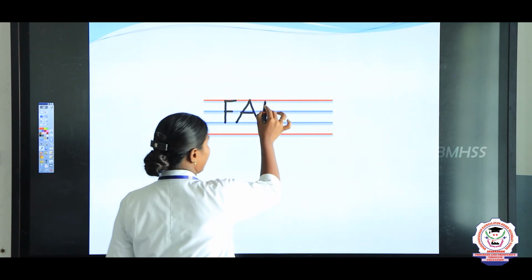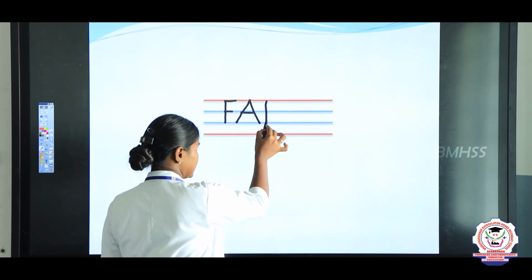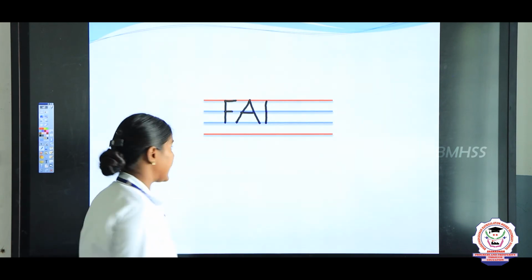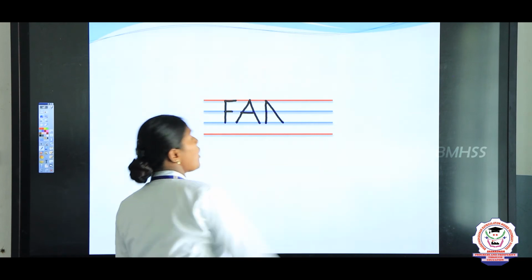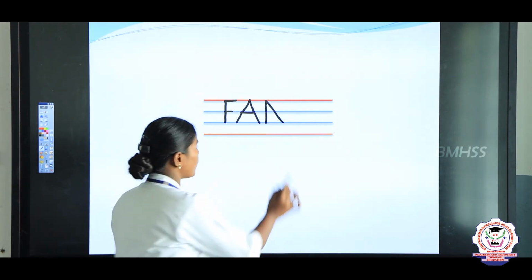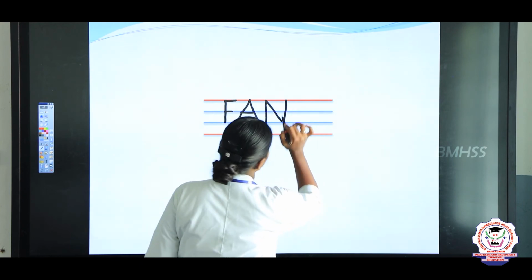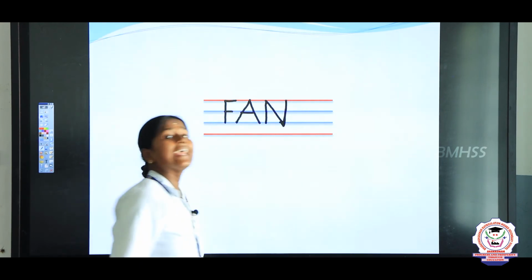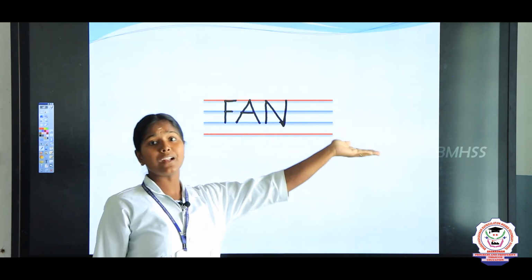To write N, touch the top pink line and draw one standing line like this till the bottom blue line. At the top, touch and draw one slanting line till the bottom blue line. Downwards, just touch here and draw one standing line like this. This is the letter N. What letter is this? Letter N. Shall we spell it out together?